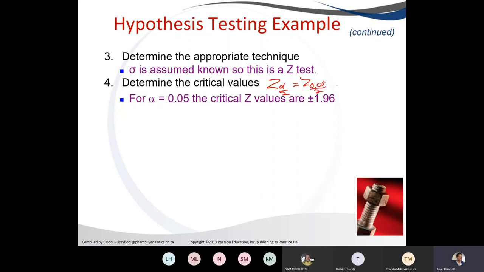0.05 divided by 2, which then gives z of 0.0250, and we go to the table. We look for 0.0250 in the table. On this side we will see 1.9, and at the top we'll see 0.06, and that will be our critical value. I'm not going to go to the table, just showing you. Remember that. That will be our critical value, which is 1.96.